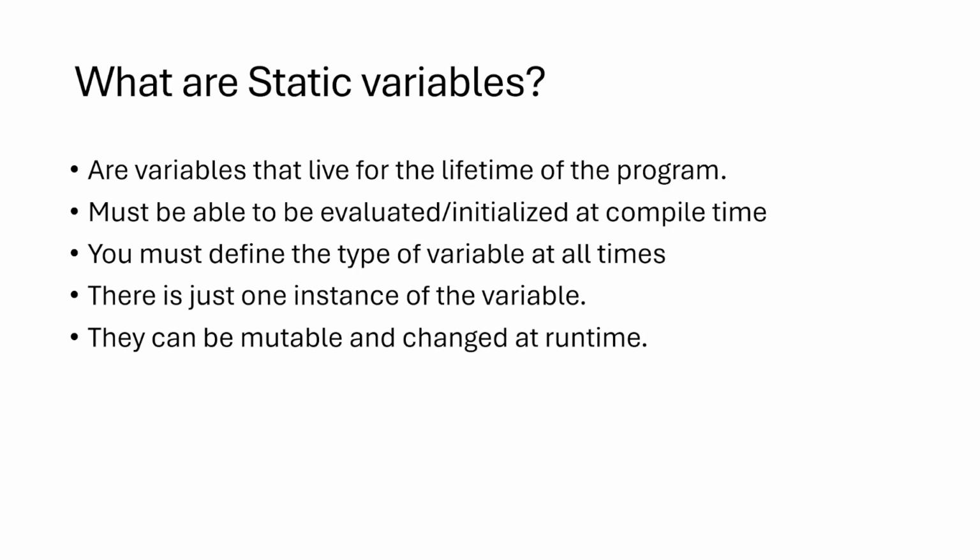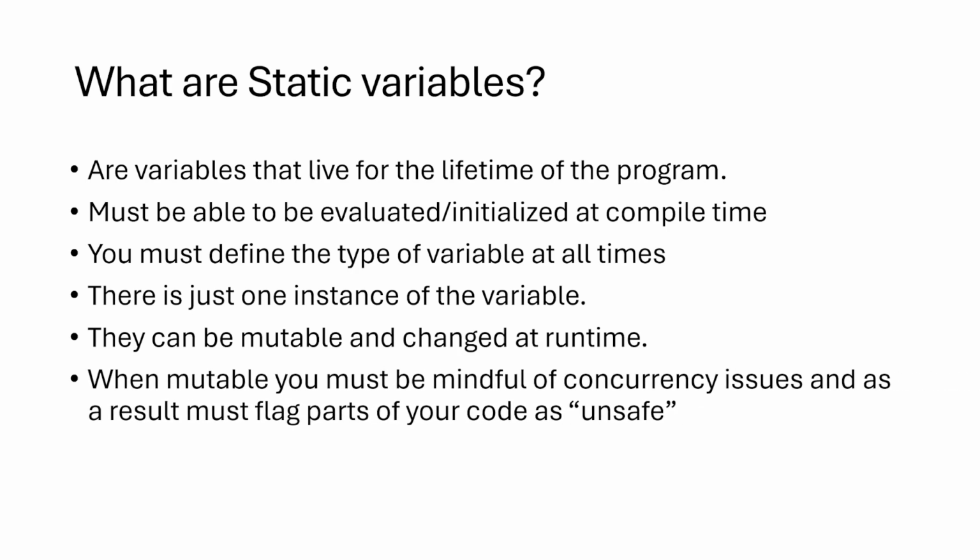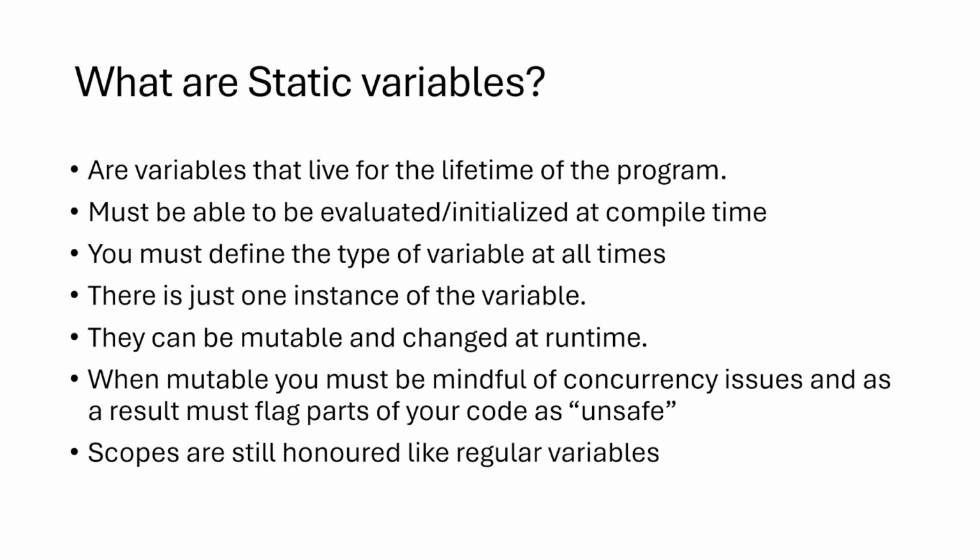They can be mutable and changed at runtime, but you must specify the mut keyword as you normally would with any other variable. But just keep in mind that in the Rust world, they kind of frown upon doing this. In fact, what they'll do is force you to tell the code that you want to do it by specifying that the code is deemed unsafe. And we'll see an example of that in a minute. And then lastly, static variables do honor the idea of scopes like we've seen before with other variables. Just because the variable lives for the lifetime of the program doesn't mean it is accessible in any part of your application.